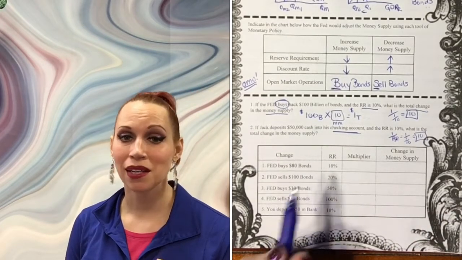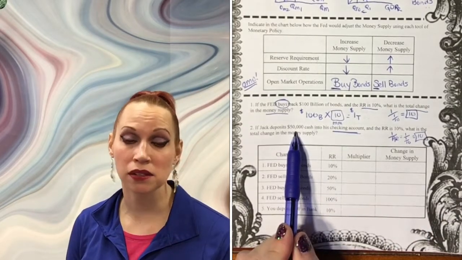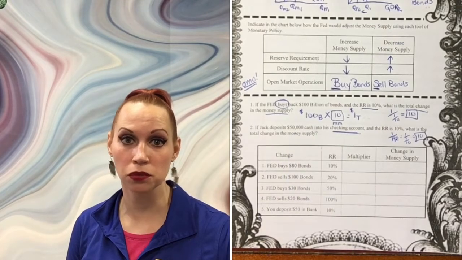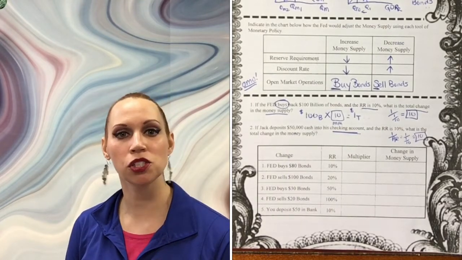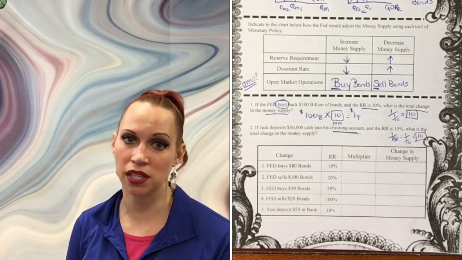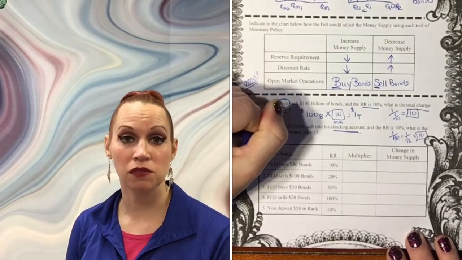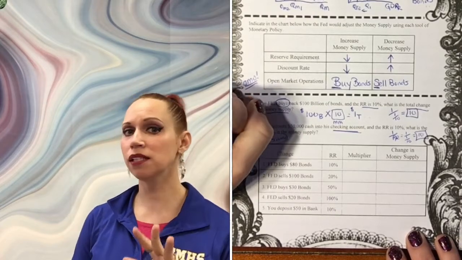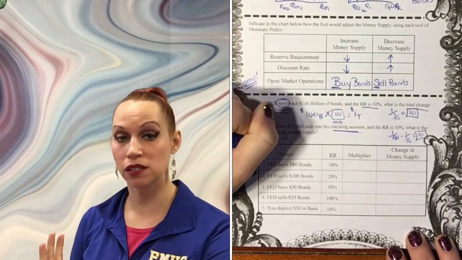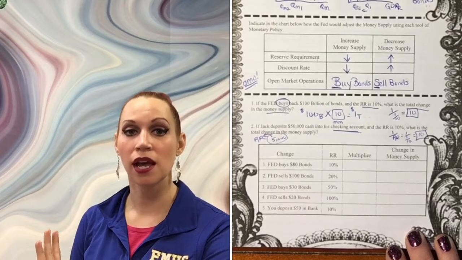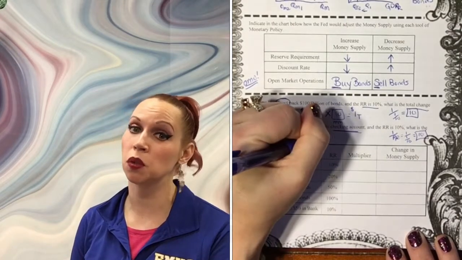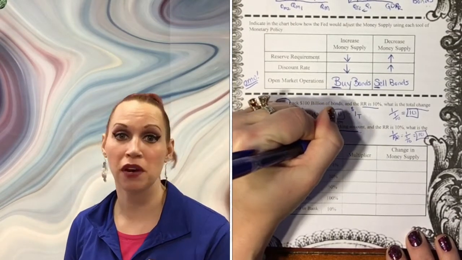That's because the bank can't loan out the entire 50,000 and put that into circulation through loans. The bank has to hang on to 10% of the 50,000, which is 5,000. So whenever Jack deposits 50,000 in his checking account, the bank's going to hold 5,000, 10% of that in reserves, and then they're only going to be able to loan out the remaining 45,000.